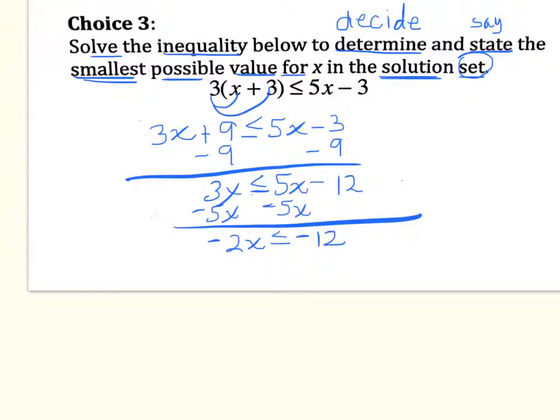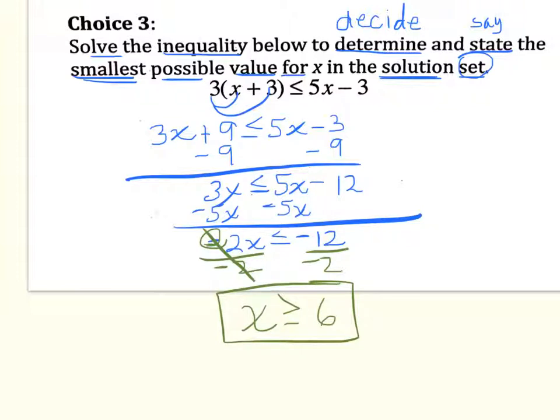I need to get that x alone, and this is a negative, so I'm dividing by negative 2 on both sides. That gives me an x. I have to flip my sign. Negative 12 divided by negative 2 is a positive 6. So x can be greater than or equal to positive 6. So the smallest possible value, the smallest value for x is 6.